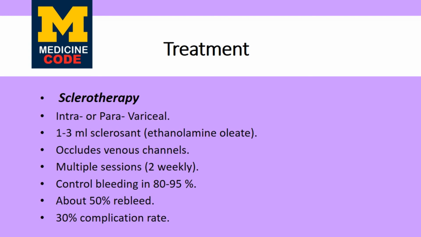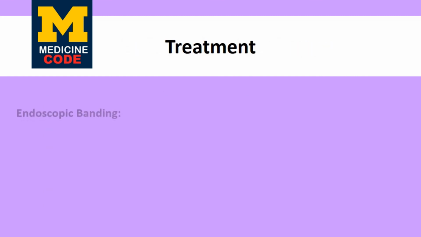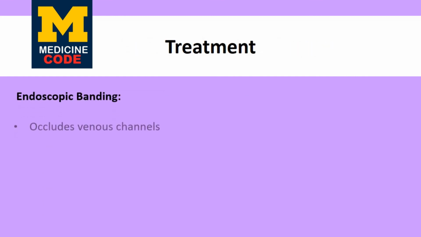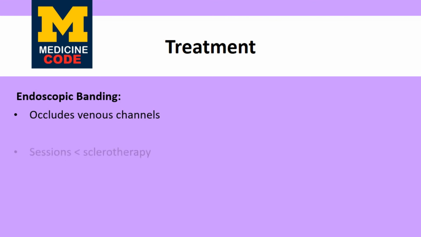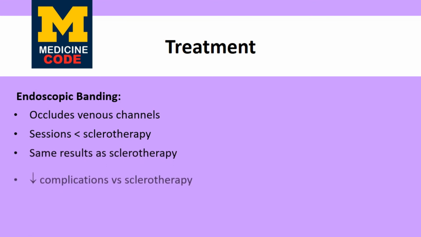Endoscopic sclerotherapy may either be intravariceal, where the sclerosant is injected directly into the varices, or paravariceal, where the sclerosant is injected adjacent to or beside the varices. Another treatment option for esophageal varices is endoscopic banding. Just like sclerotherapy, it is meant to occlude the venous channels. But compared to sclerotherapy, it has fewer sessions. Endoscopic banding is the endoscopic treatment of choice for esophageal varices.